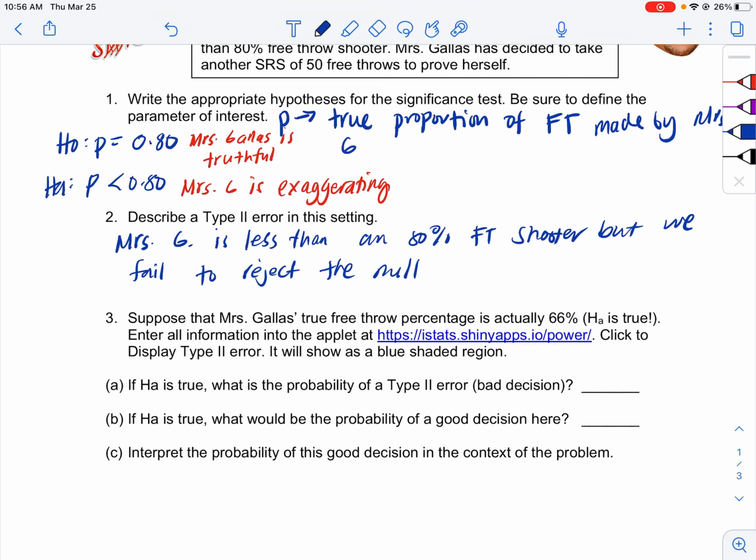Okay, let's read it first. If HA is true, what is the probability of a type 2 error? Remember, type 2 error is a bad decision. Even if HA is true, we didn't find convincing evidence for it. If HA is true, letter B, what would be the probability of making a good decision? Meaning, the HA is true and we're actually finding evidence for it. Okay, and then C, interpret the probability of this good decision in context of the problem.